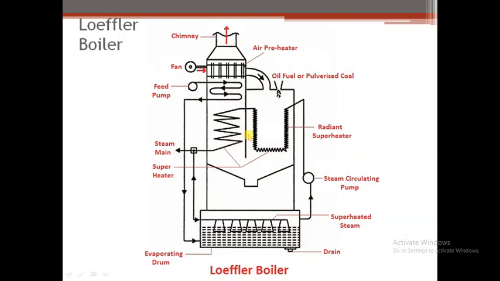Here the saturated steam is converted into superheated steam in the superheater. Then after it performs the operation, that means the turbine is rotated, and here you can see the main steam is sent to the turbine for rotation, and the remaining is sent again to the evaporating drum.